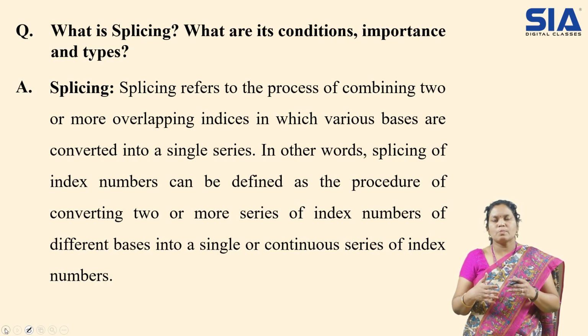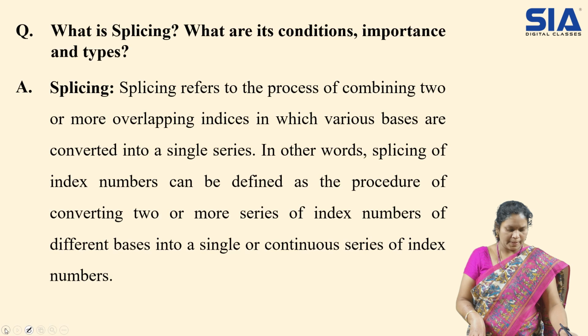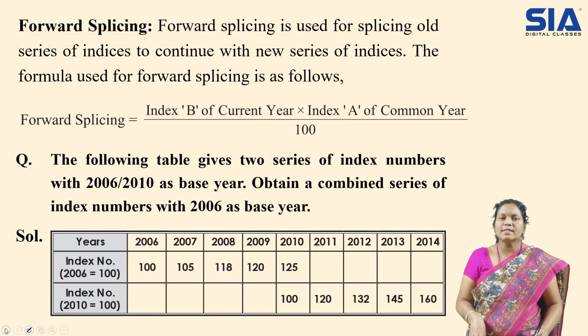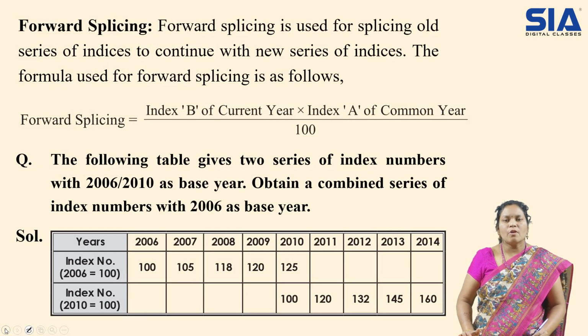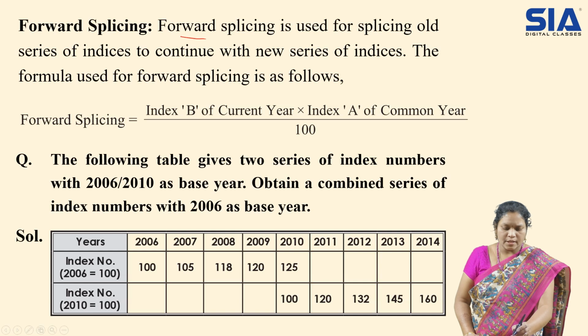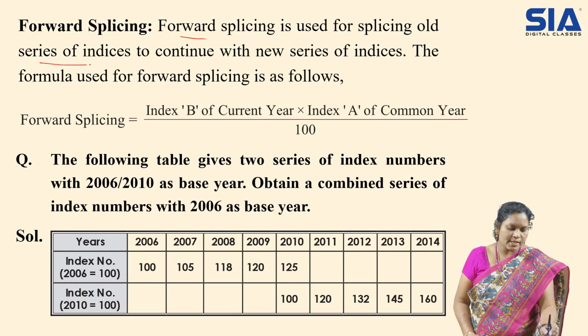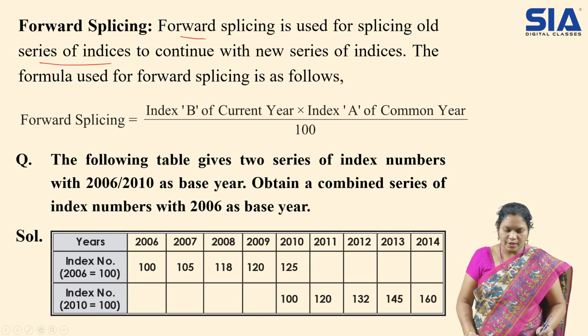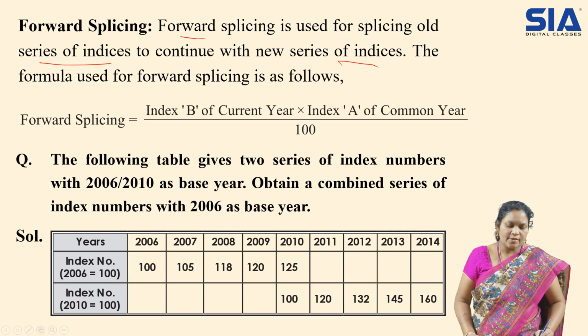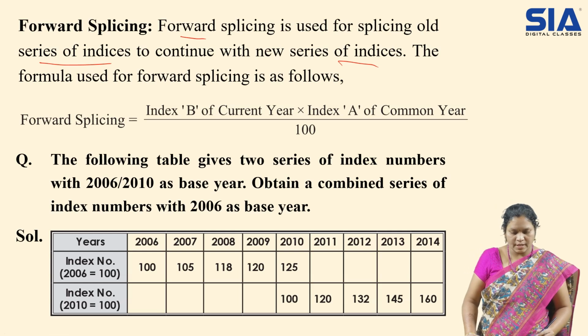So again, in this splicing we have two methods. One is backward splicing and the other is forward. So now let us learn what is forward splicing. So here is the definition for forward splicing. Forward splicing is used for splicing an old series of indices to continue with a new series of indices. The formula used for forward splicing is as follows.